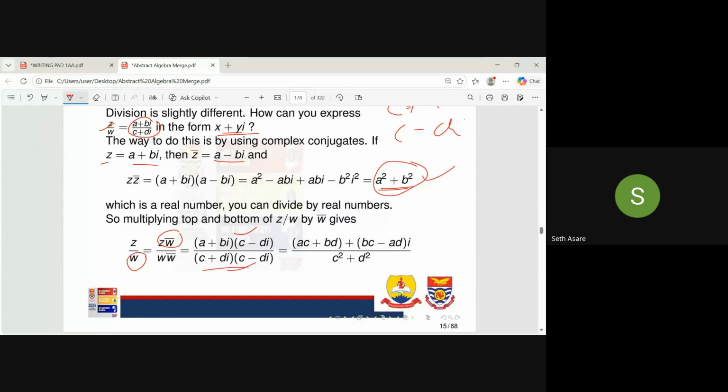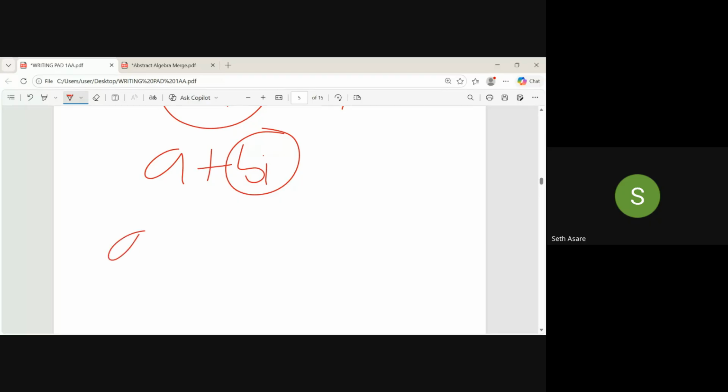Now, the down one here, we know that we are multiplying w by its conjugate. So what are we supposed to get? We are going to get c squared plus d squared. Now, our interest is to deal with the numerator. When this one multiplies this, we are having ac. Are you okay? Now, let's do it. I want us to do this one. It is a plus bi multiplied by c minus di. Let's do it together.